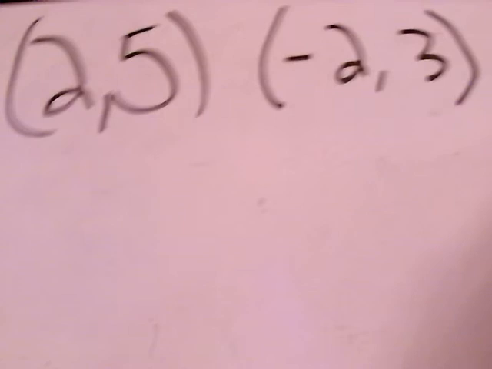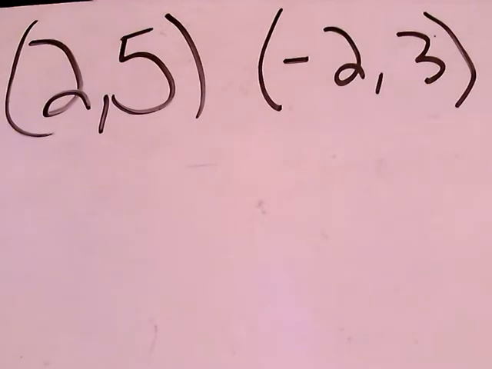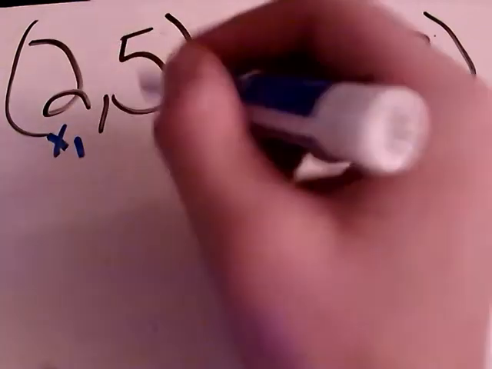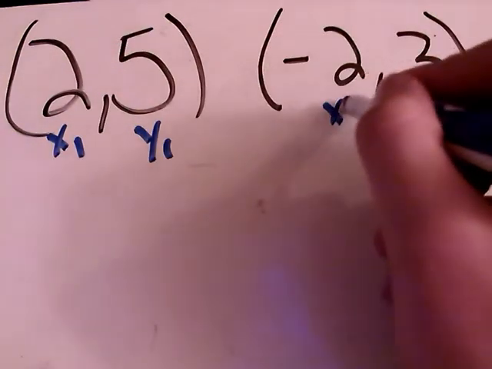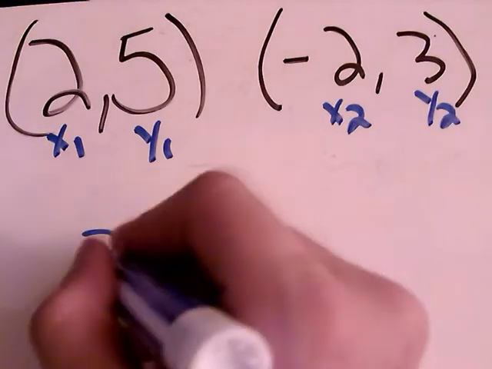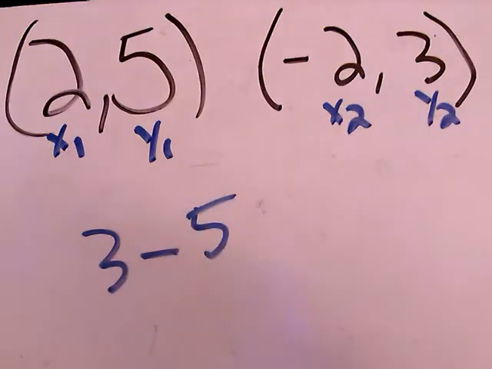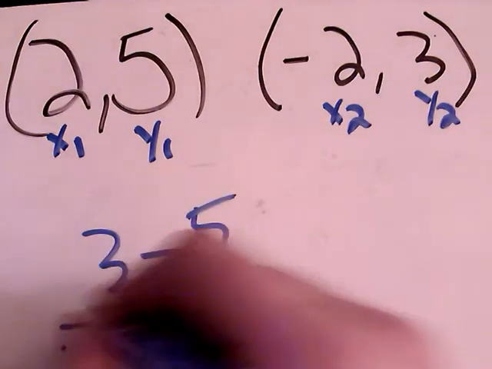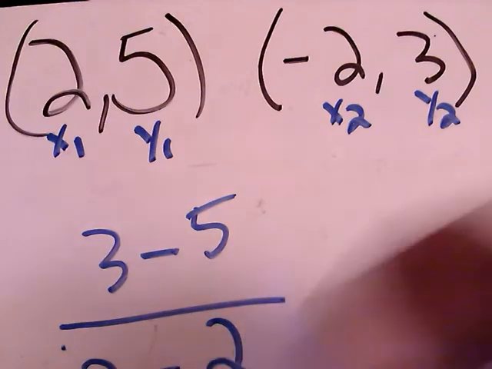Alright, so the second example looks like this one. So you have to follow the formula once again. If you need to label it, nothing wrong with that. So I'm going to label it again: x1, y1, x2, y2. Alright, so just follow the formula. 3 minus 5 over negative 2 minus 2.